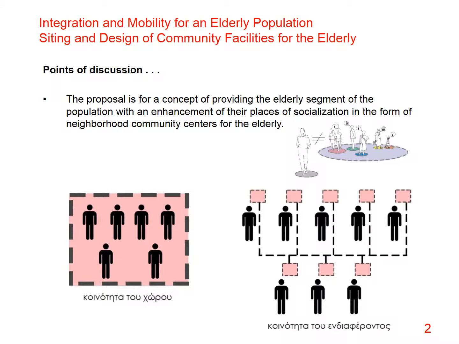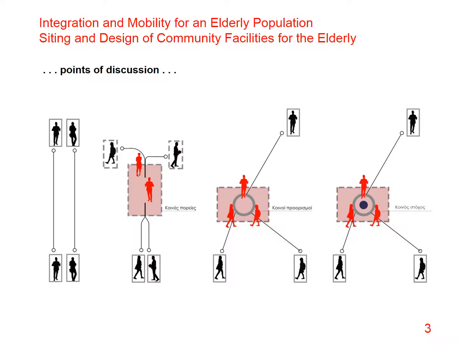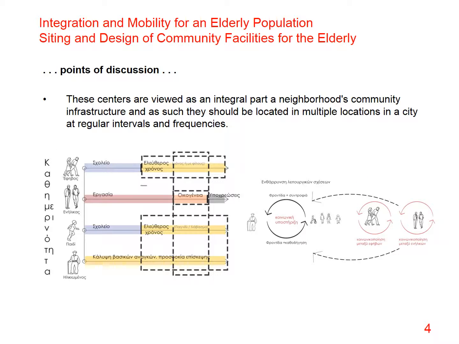Points of discussion. The proposal is for a concept of providing the elderly segment of the population with an enhancement of their places of socialization in the form of neighborhood community centers for the elderly. In these slides, we see the elderly as a subdivision of a population, and we also see the possibilities for interaction between the elderly and other members of the community.